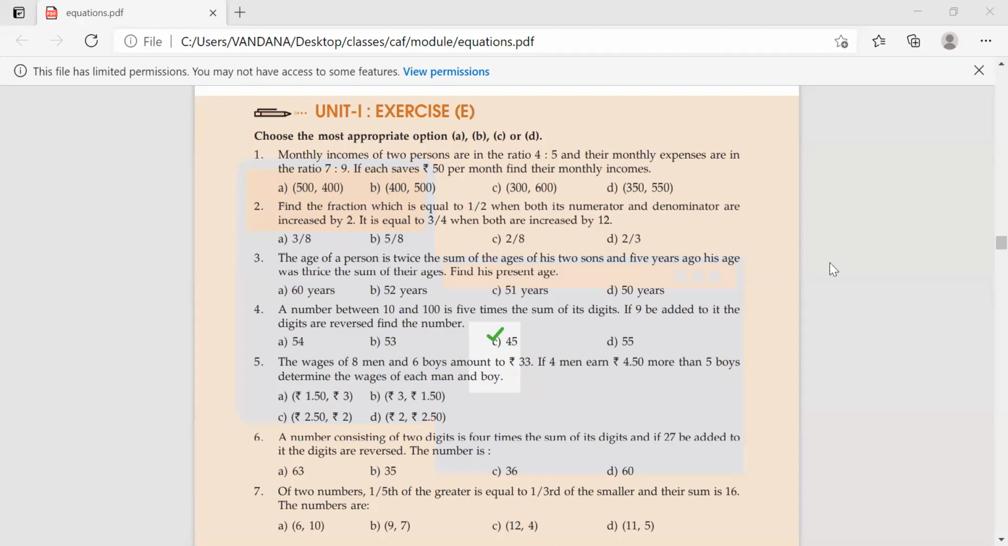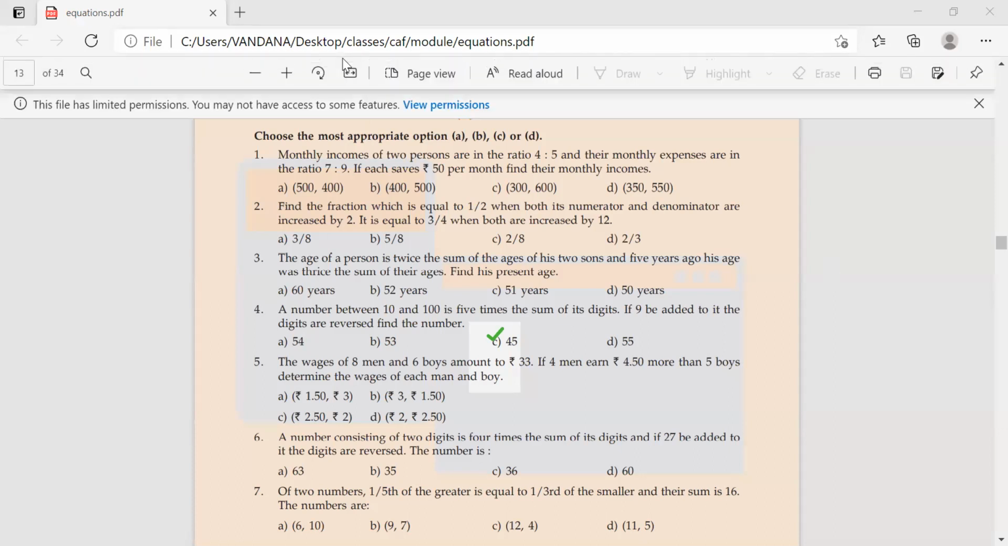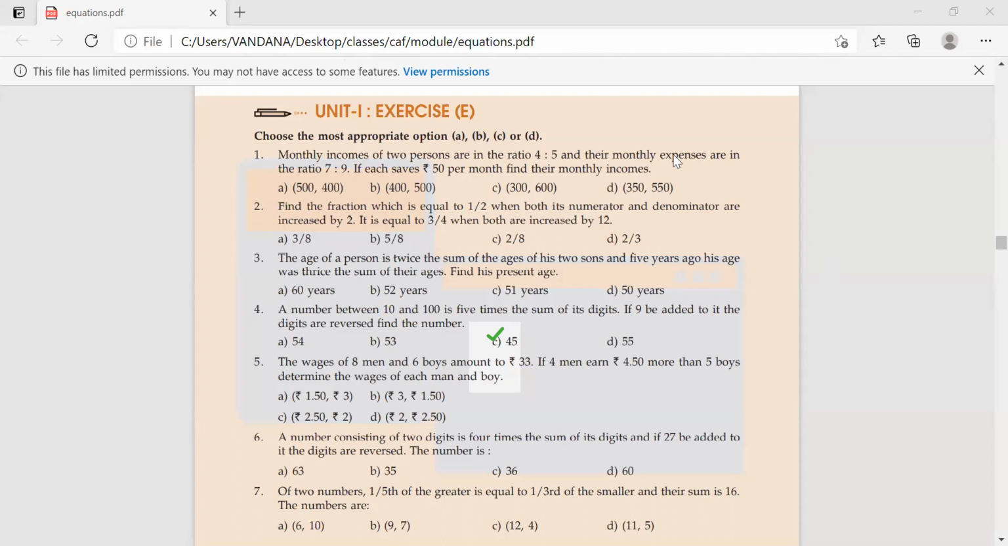So 8 men and 6 boys total earn 33 rupees. If a man is earning 1.50, so 1.50 into 8 men is 12, plus 6 boys into 3 rupees. It is 30, so this is wrong.